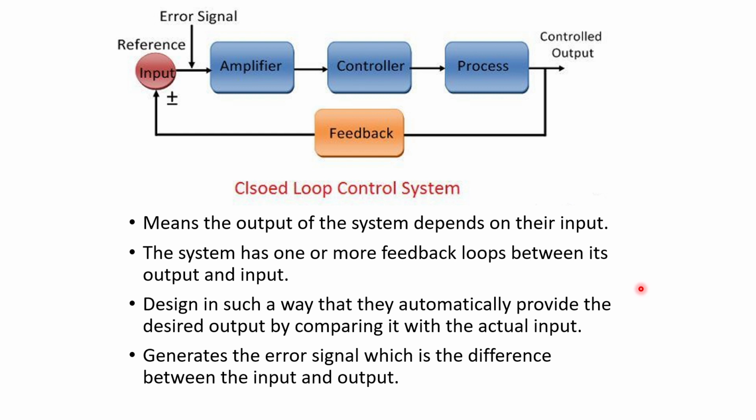Now, a closed loop control system means that the output of the system depends on its input. The system has one or more feedback loops between its output and input, designed in such a way that they automatically provide the desired output by comparing with the actual output. It generates the error signal, which is the difference between the input and output.